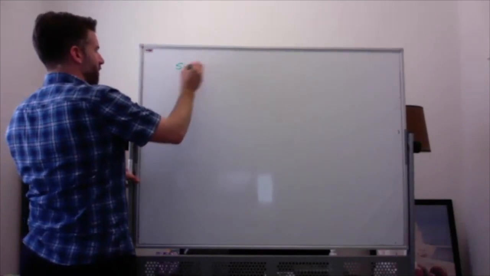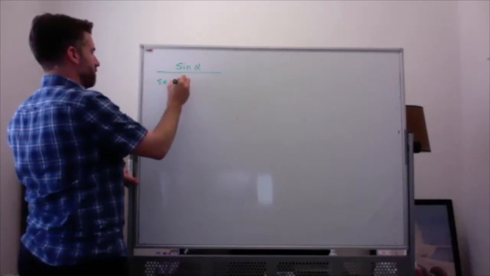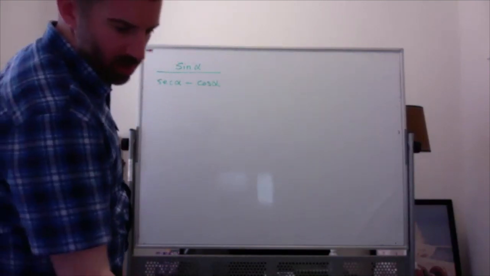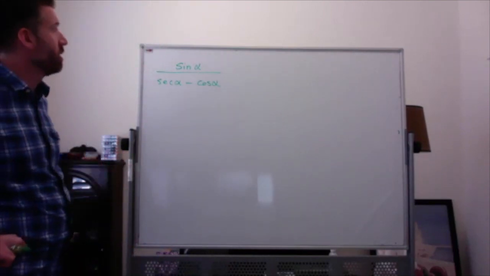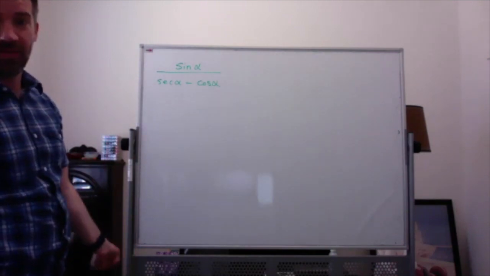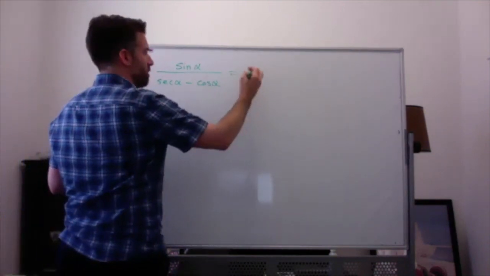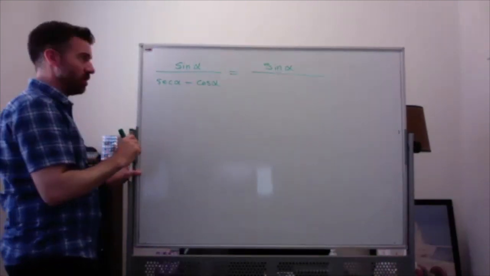Let's look at this one. This one looks kind of tricky. So I've got sine of alpha divided by secant alpha minus cosine alpha. Good question, James. What to do here? I would probably rewrite secant of alpha as 1 over cosine of alpha.